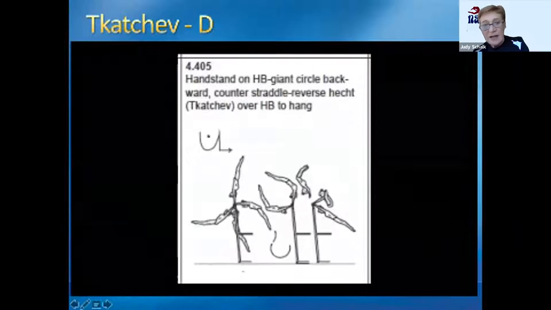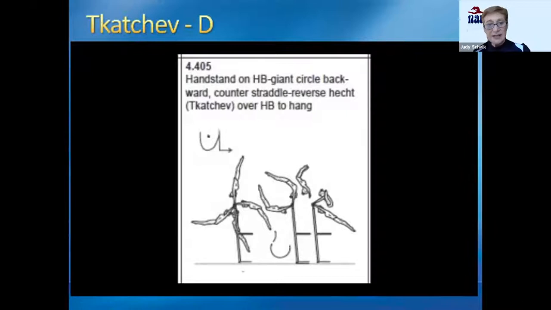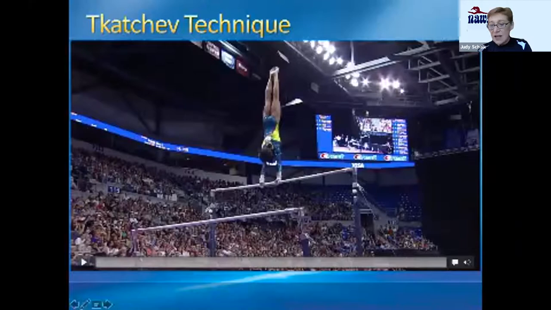So it's number 4405 in your code, and there is the symbol, in case you're wondering how to write the Tkachev. And let's take a look at Tkachev technique.